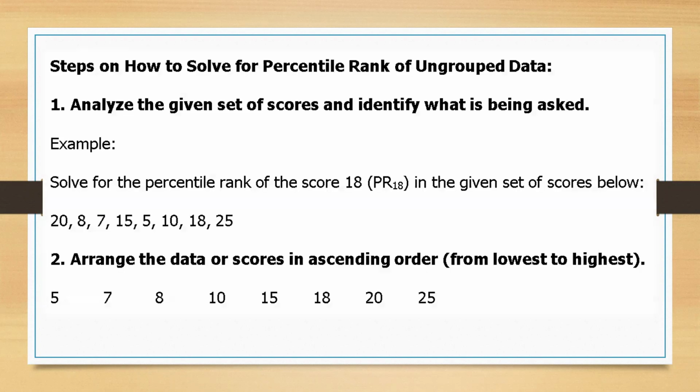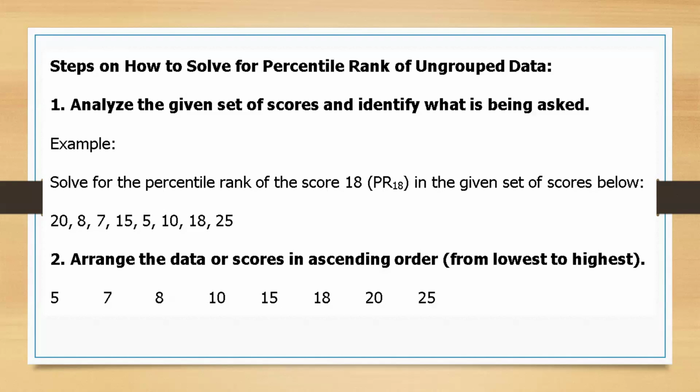So what are the steps in solving for percentile rank of ungrouped data? Step 1, analyze the given set of scores and identify what is being asked. For example, we have to solve for the percentile rank of the score 18 in this given set of scores: 20, 8, 7, 15, 5, 10, 18, and 25.